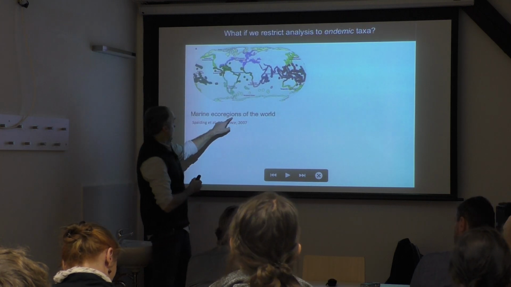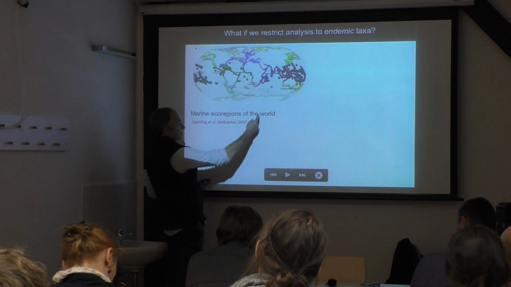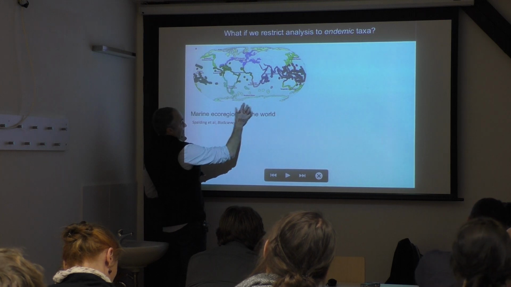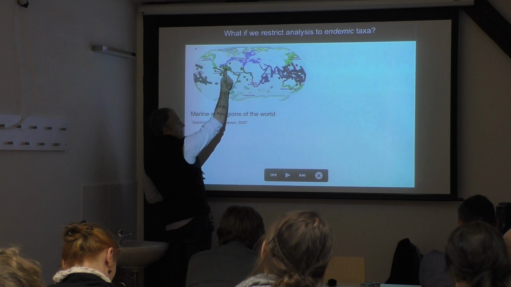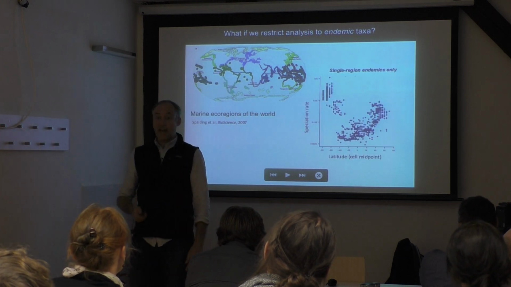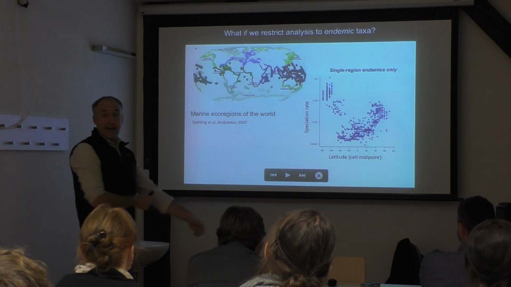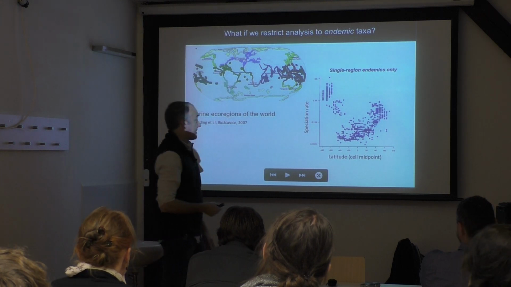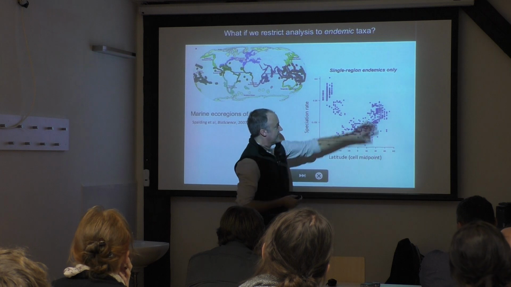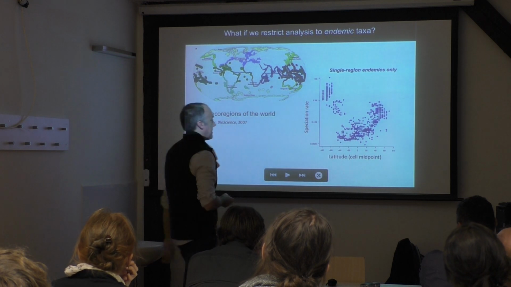We did this for the marine ecoregions of the world. So then we are looking at rates only for species that are found in the Antarctic region, for example, only for species that are found in the Caribbean, and so on. When we do that, we find the exact same pattern. So that controls for geographically widespread taxa actually driving the pattern. We saw fast rates in the Antarctic, fast rates at north temperate latitudes.